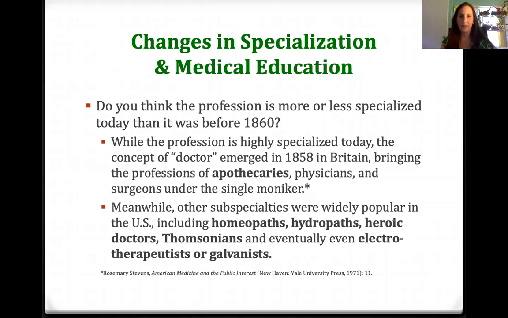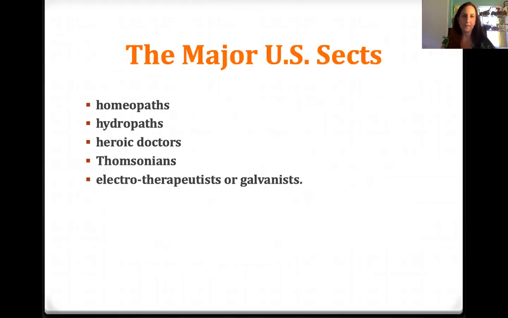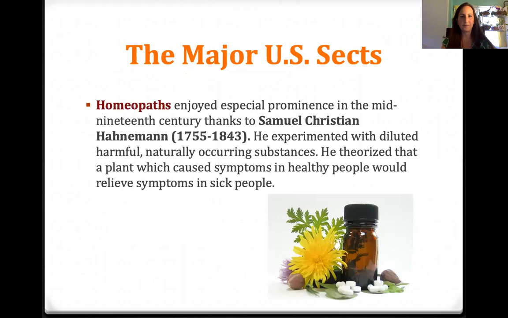I focus on the US, by the way, because that's my area of specialty as a researcher, but I hope that you recognize that there will be different cultural perspectives depending on what subculture, nation, race, or ethnicity you're focusing on, and I do include some variety here. So the major sects in the US include homeopaths, as I said, hydropaths, heroic doctors, Thomsonians, and electrotherapeutists.